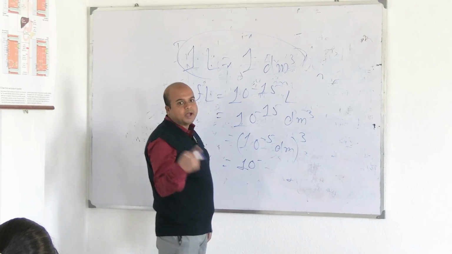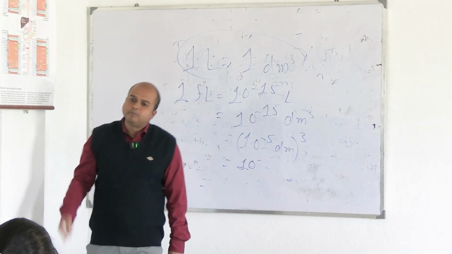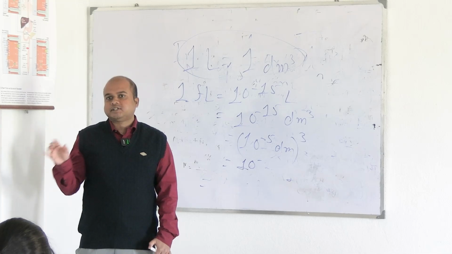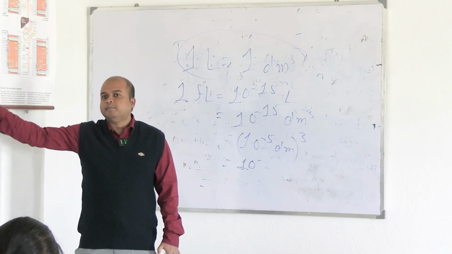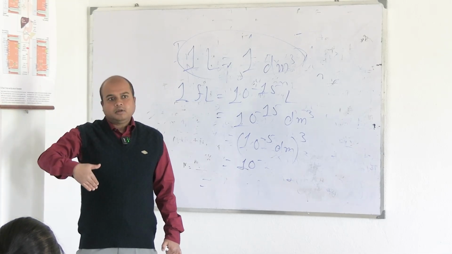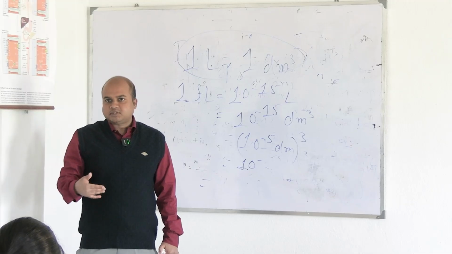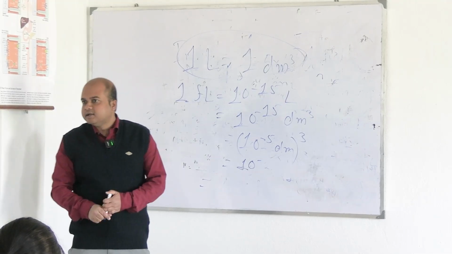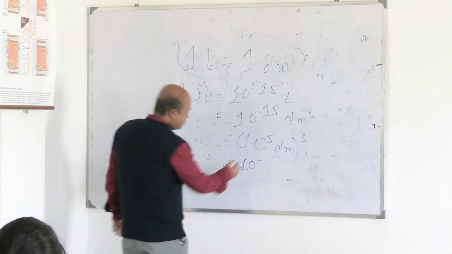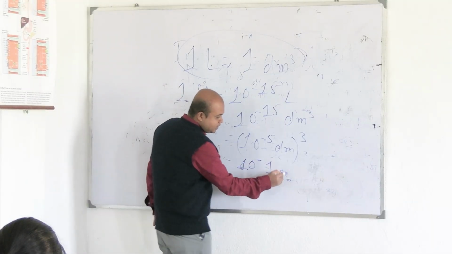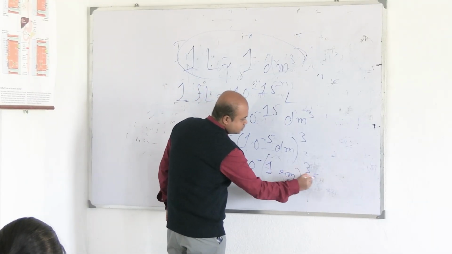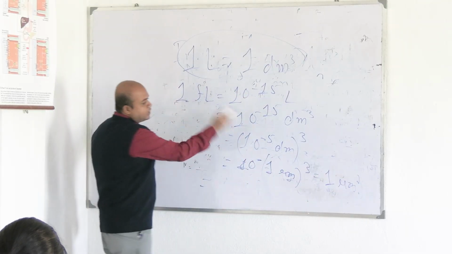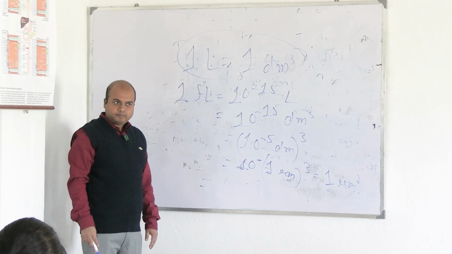Decimeter to micrometer. See, 1 decimeter is 10 to the power 5 micrometer. Again think just that conversion: meter, decimeter, centimeter, millimeter, and micrometer is again 1000 times smaller, that is 1 by 1000 of a millimeter. So from decimeter to micrometer is 10 to the power 5. So this can be written as 1 micrometer, and the cube of 1 is 1. So femtoliter and micrometer cube is the same thing.